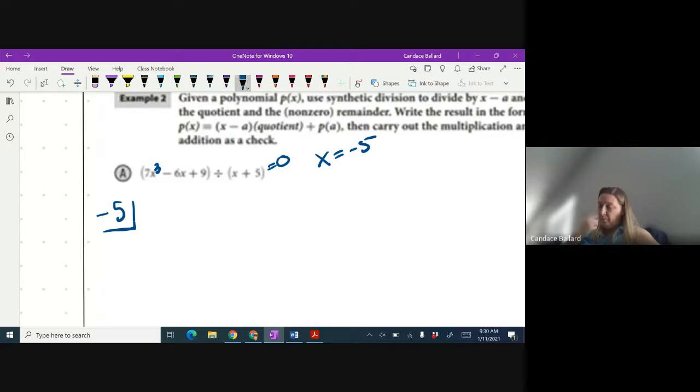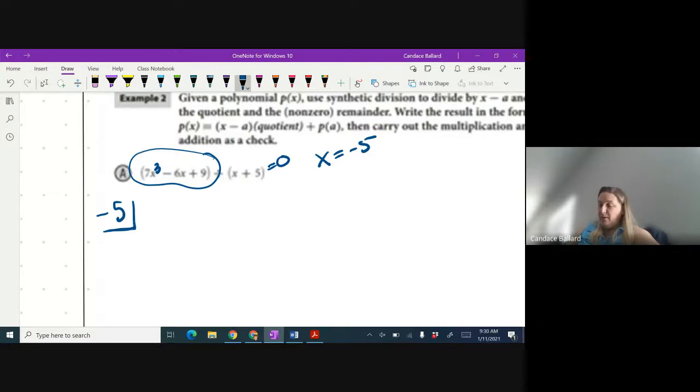All right. When I am looking at this, is there anything missing? What's missing? Tell me in the chat, what's missing? Or what should I add in? Yeah, my x squared term is missing, isn't it?